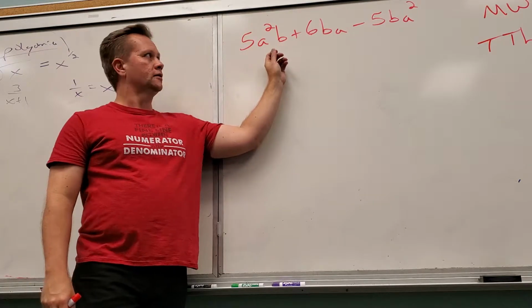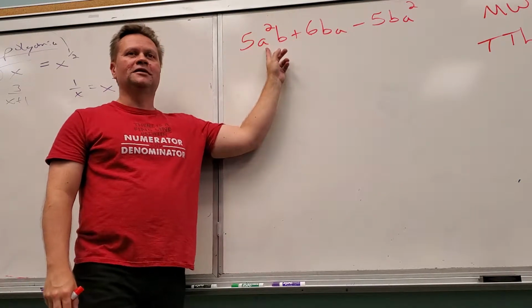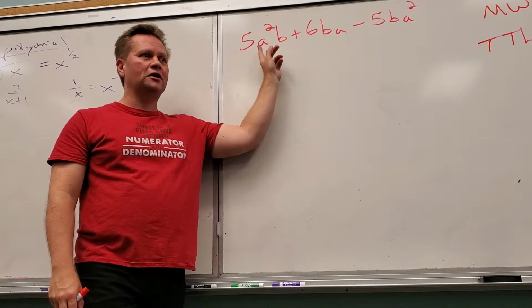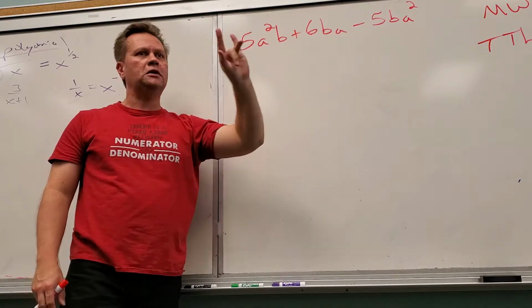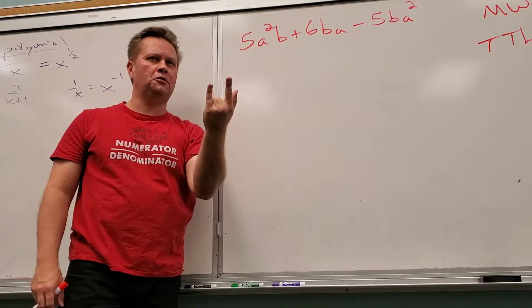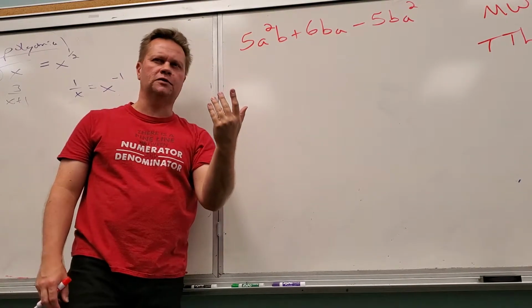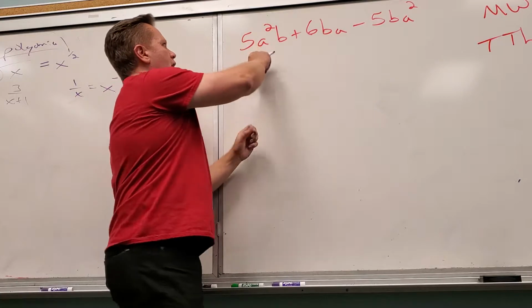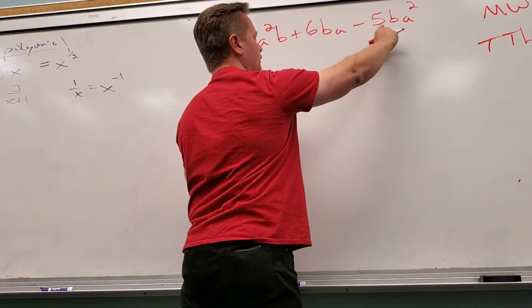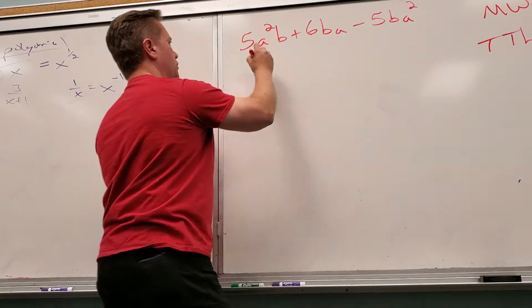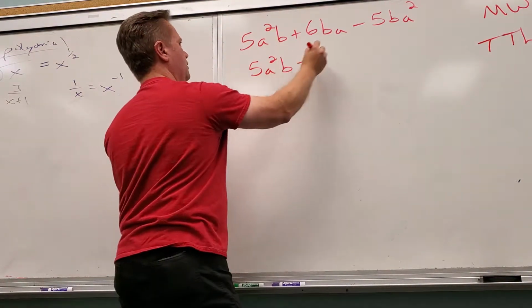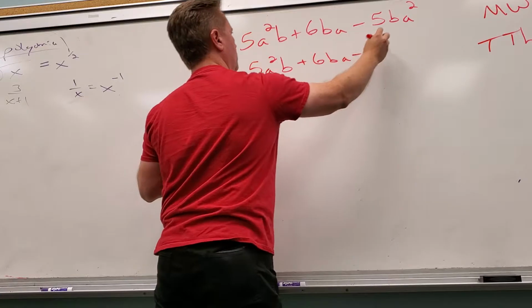No. Is there another term that has A squared and B? Isn't there? Oh, yeah. This is bad. So just because I wrote it out of alphabetical order doesn't make it not like terms anymore. If I have 5 A squared B's, and this is minus 5 A squared B's, I just wrote it out of order. So if I write this, you guys see how I'm writing the same exact thing.